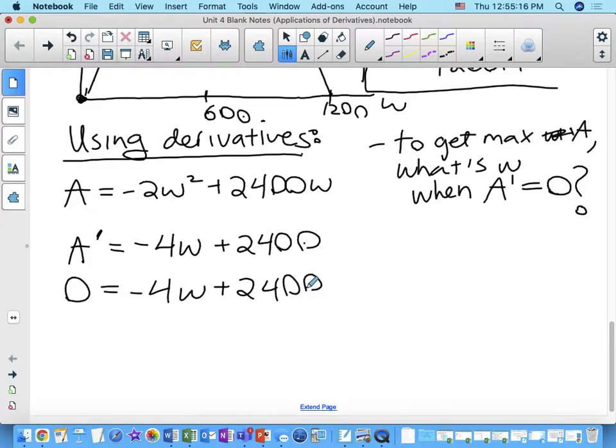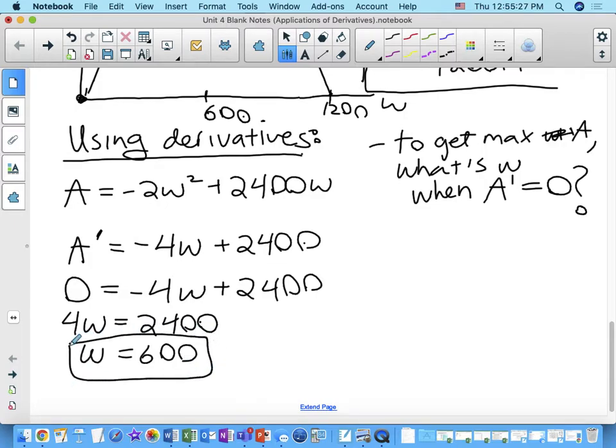we're going to get 4w equals 2400, which means w equals 600. That's it. No need to complete the square.